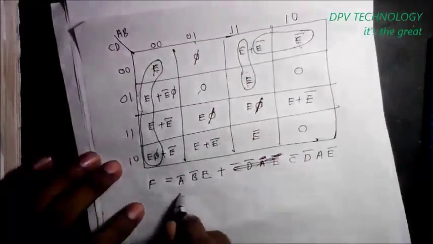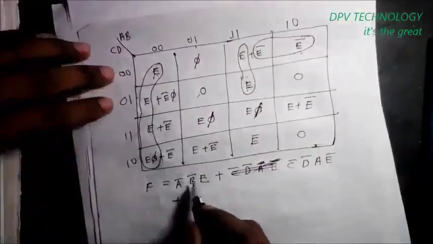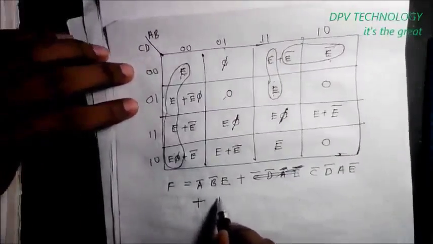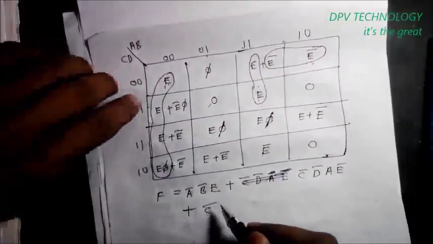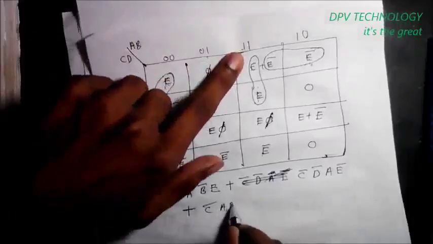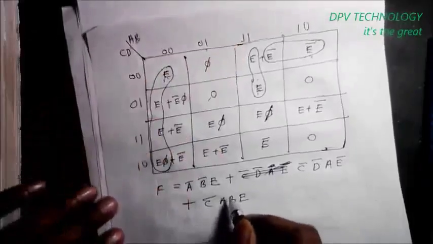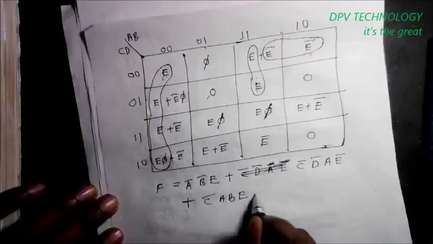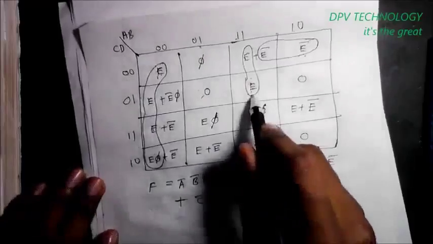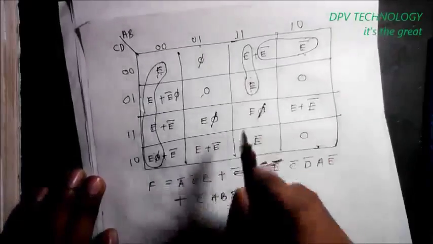From here we get another value here. It will be C bar and here A, B, E. C bar, A, B, E. Now we have also covered this. Then come to the next.